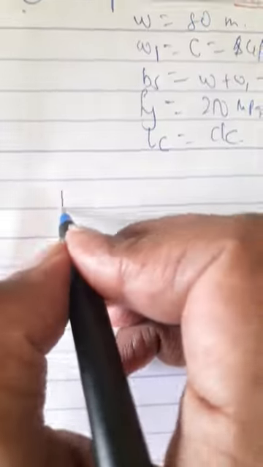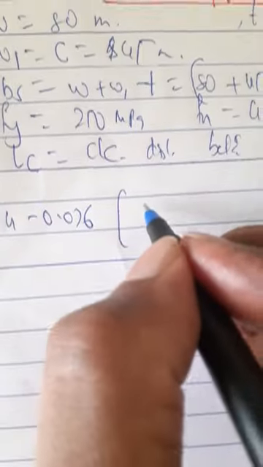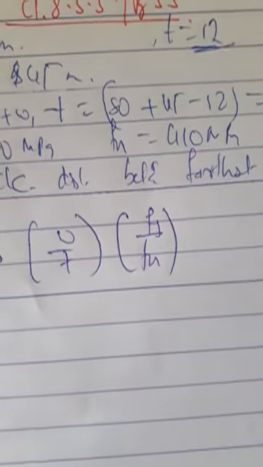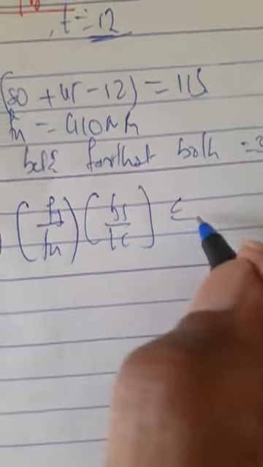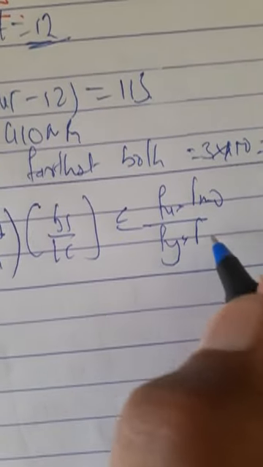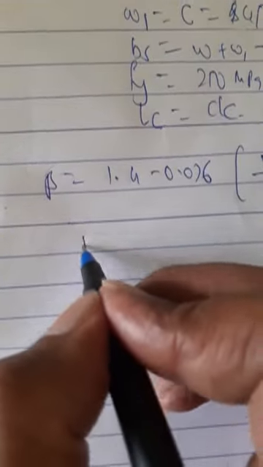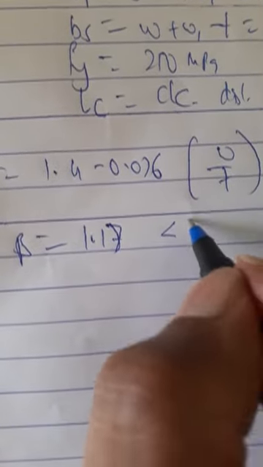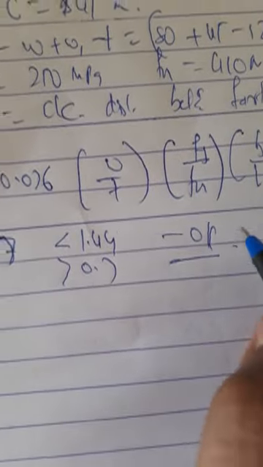Next, beta is given by the equation: beta is equal to 1.4 minus 0.076 (W by T) (Fy by Fu) (Bs by LC). This should be less than or equal to Fu into gamma m0 divided by Fy into gamma m1, and this should be greater than 0.7. So substituting all the values, you get beta equal to 1.17, which is less than 1.44 and greater than 0.7. Hence beta is okay.